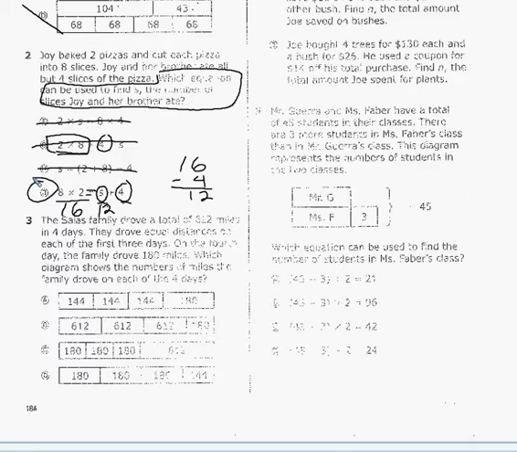Okay, the Salas family drove a total of 612 miles in 4 days. They drove equal distance on each of the first 3 days, and on the 4th day the family drove 180 miles. Which diagram shows the number of miles the family drove on each of the 4 days? So, if we look at that right there, it's shown that one day they drove 180 miles, and that plus the other days have to equal 612.